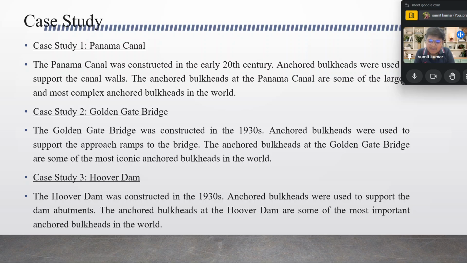The next case is the Hoover Dam. The Hoover Dam was constructed in 1930 as well, and the anchor bulkheads were used to support the dam abutment. The anchor bulkheads at the Hoover Dam are some of the most important anchor bulkheads in the world as well. So I suggest that you Google these images and see how their construction takes place, and maybe you could find some videos on other platforms like YouTube regarding the same.